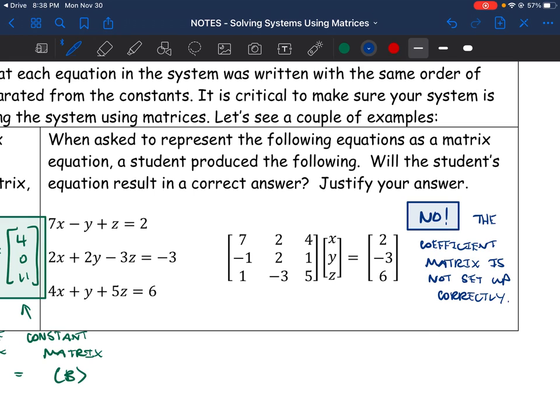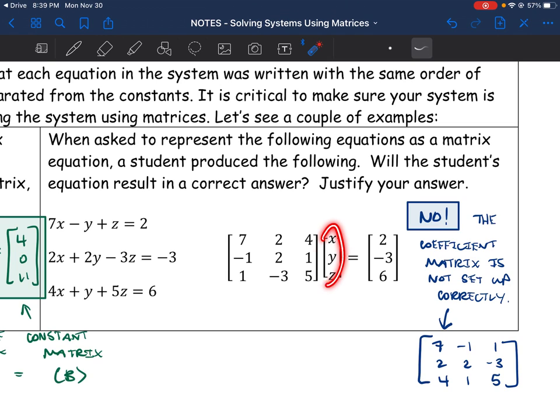Okay, instead, here's what the coefficient matrix should look like. It should be 7, -1, 1 for the first row. For the second row, it should be 2, 2, -3. And for the third row, it should be 4, 1, 5. Okay, that's what the correct coefficient matrix would be.